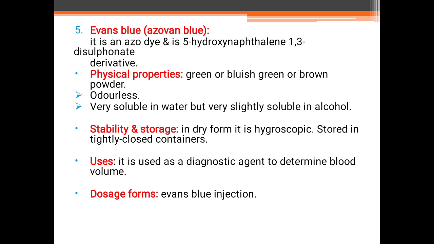Next drug is Evans Blue. It is an azo dye and is a hydroxynaphthalene 1,3-disulfonate derivative. Physical properties of Evans Blue are: it is available as green or bluish green or brown powder, odorless, very soluble in water but very slightly soluble in alcohol. Stability and storage: in dry form it is hygroscopic and it should be stored in a tightly closed container. Uses: it is used as a diagnostic agent to determine blood volume. Dosage form is Evans Blue injection.